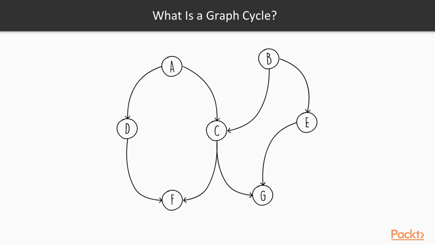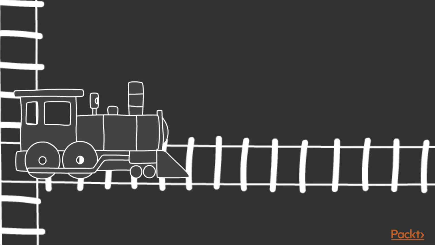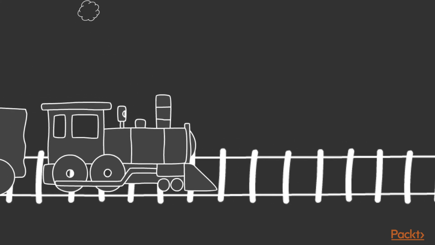The problem we are trying to solve in this section is, given a specific graph structure, we want to determine if that graph has a cycle or not. There are various real-world applications for this problem. Let's have a look at a common one. Consider a train moving along a rail.